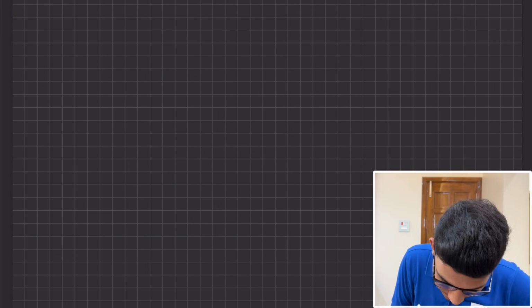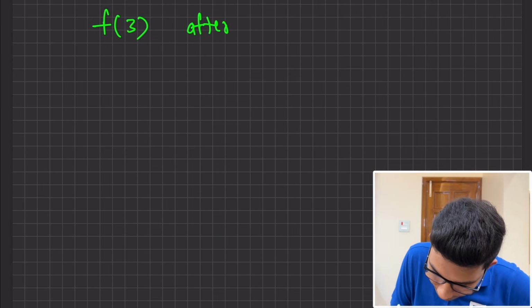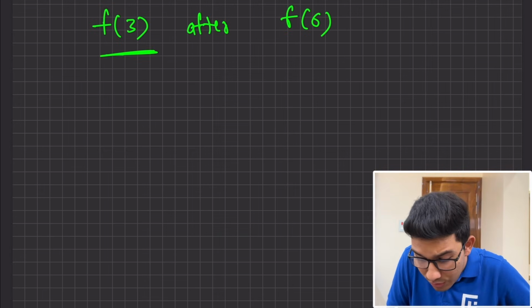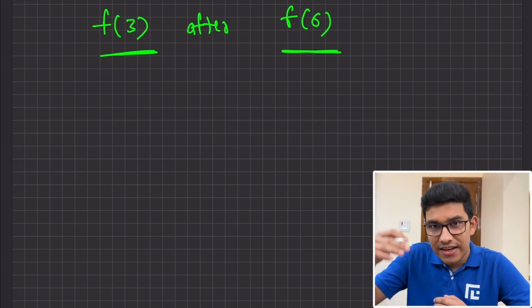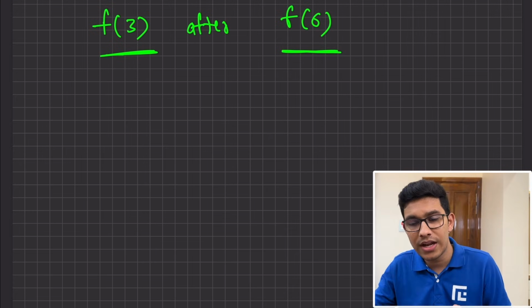So think about it like this. Can you solve f of 3 after f of 6? If you don't know the answer for f of 3, can you ever calculate the answer for f of 6? No, because f of 6 is indirectly dependent on f of 3. So f of 3 must be calculated before f of 6.